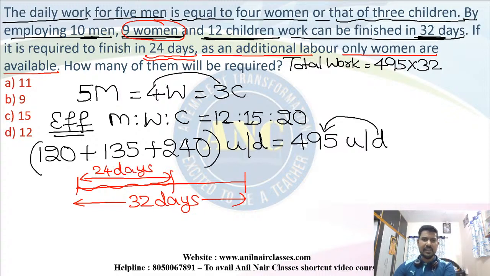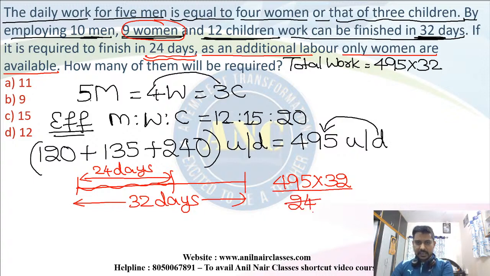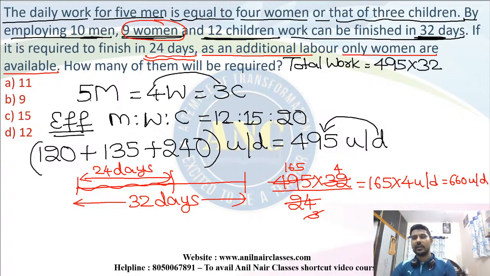So can I say that if it has to be completed in 24 days, 495 into 32 chocolates are there in the box. This has to get over in 24 days. 8 into 3 is 24, 8 into 4 is 32. 3 into 165. That means if it is completed in 24 days, it is 165 into 4 units per day, which is nothing but 660 units per day, right?